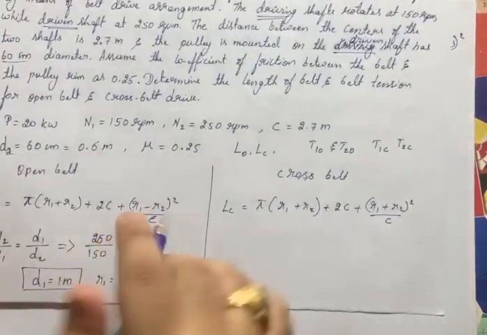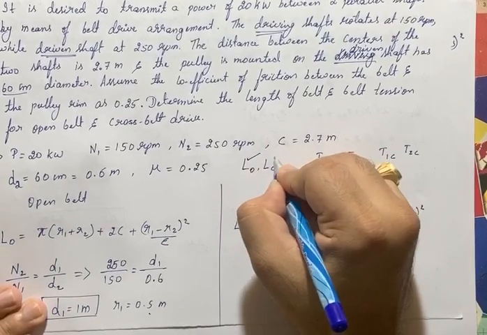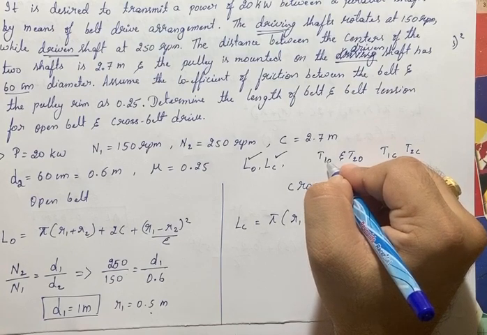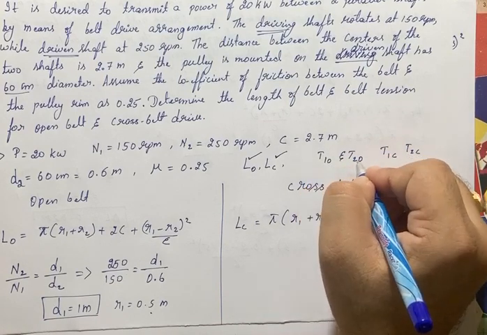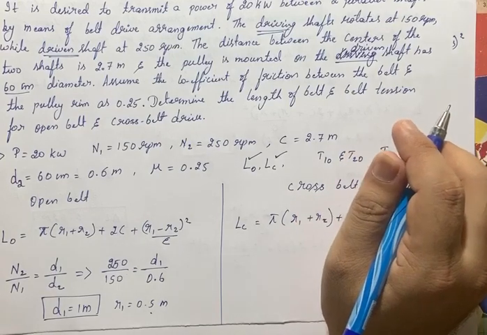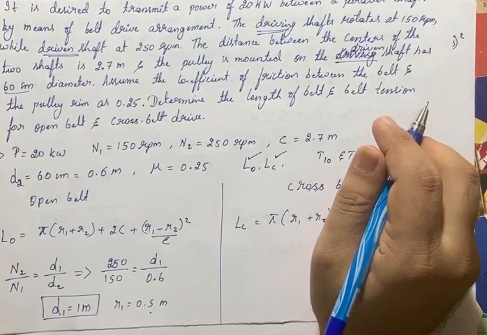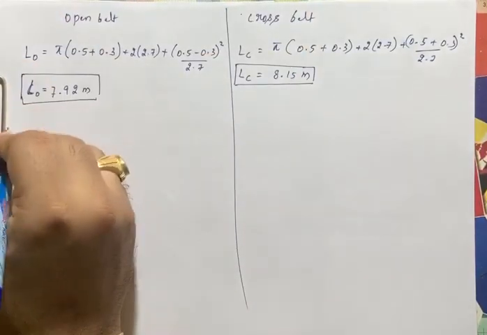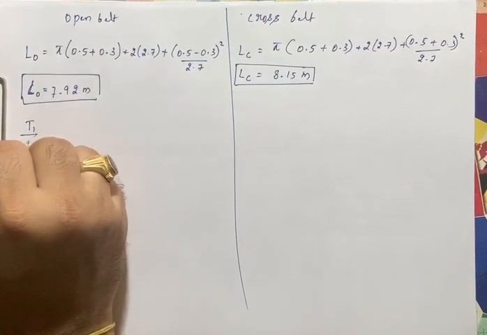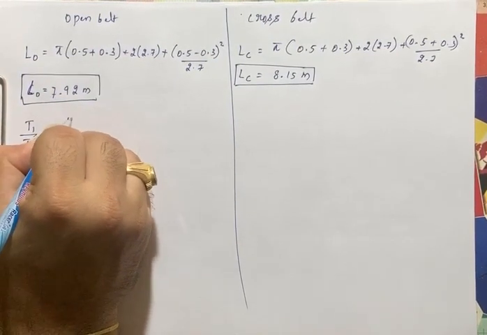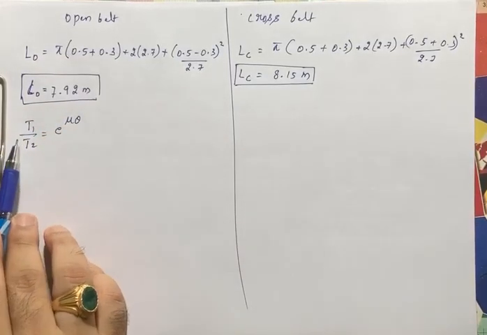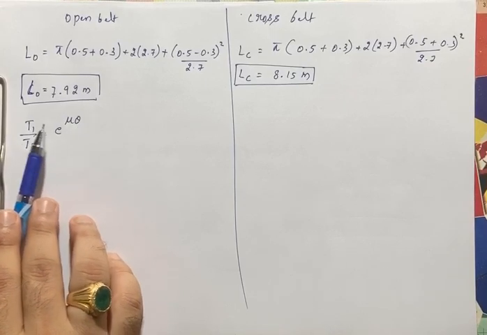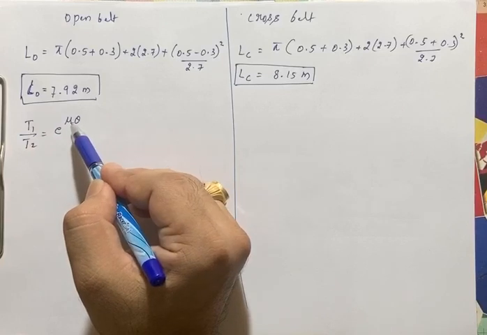So we have found out the length of open belt drive and the length of cross belt drive. But after that we need to find out the ratios of tension, that is T1 and T2, the tensions in the belt drive, tight side and slack side, right? Now to find out tensions we have only one formula, that is T1 by T2 is equal to e power mu theta here, right? We don't know T1, we don't know T2, we know mu and we don't know theta here. There are how many unknowns? 1, 2 and 3. There are 3 unknowns.